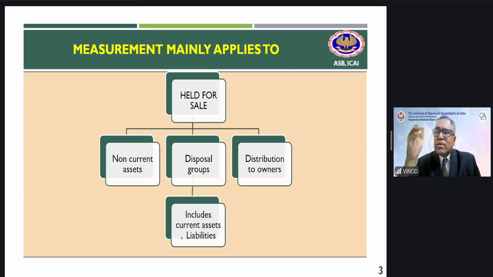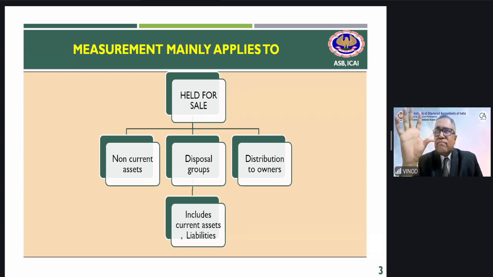Distribution to owners. What exactly does it mean? Assume that I have a subsidiary company and I own 100% of the subsidiary, and I have decided that the subsidiary shares are going to be distributed to my company's shareholders. A Limited owns S Limited. So S Limited shares are going to be distributed to A Limited's shareholders. This is called distribution to owners. This also happens, but not with that much frequency.